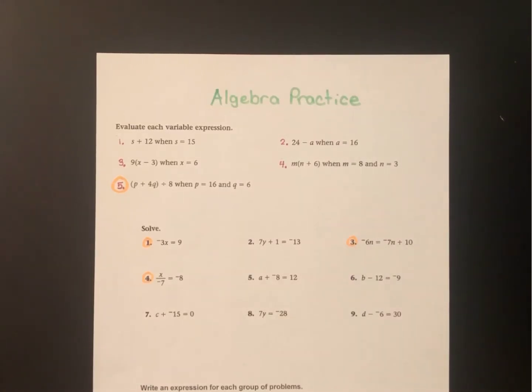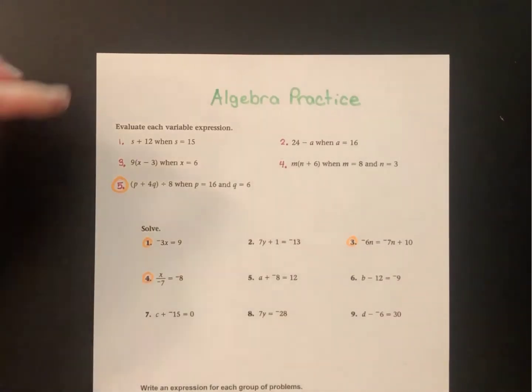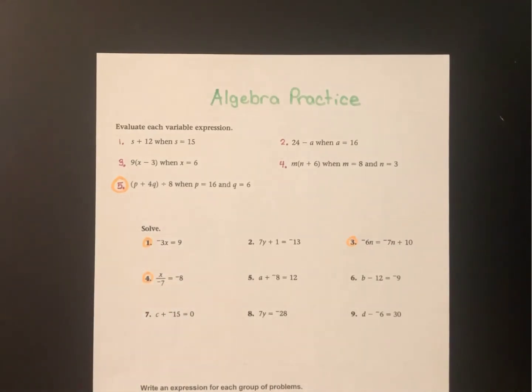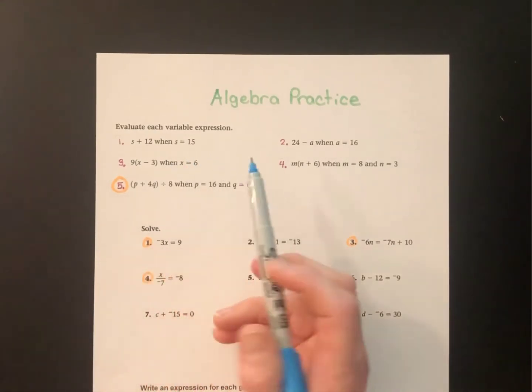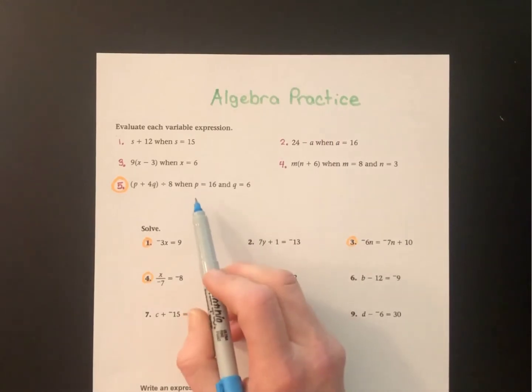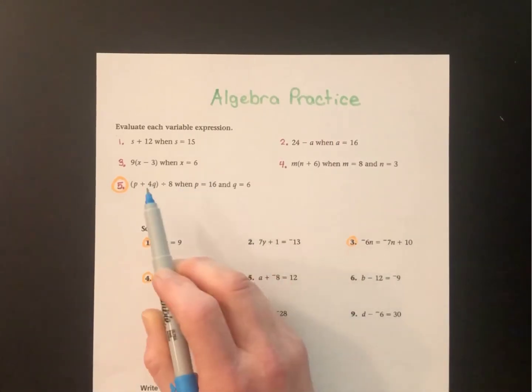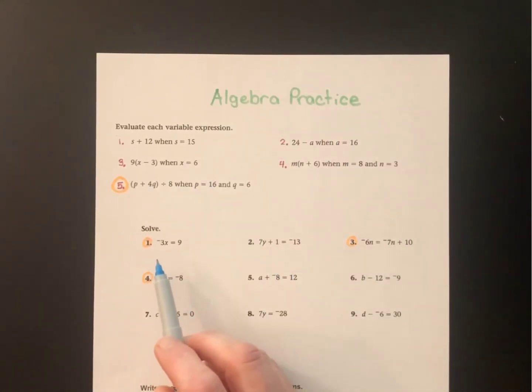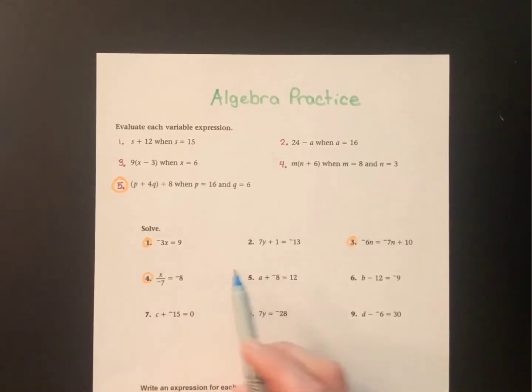Let's do some general algebra practice. There are 3 different skills you're working on. The first one is evaluating expressions where you're substituting values for the variables. The second one is solving equations. And the third one is replacing expressions with only numbers with a variable expression. So let's start with number 5.